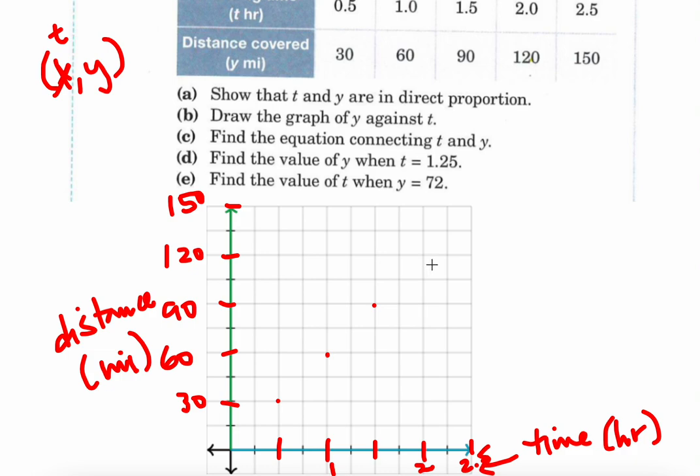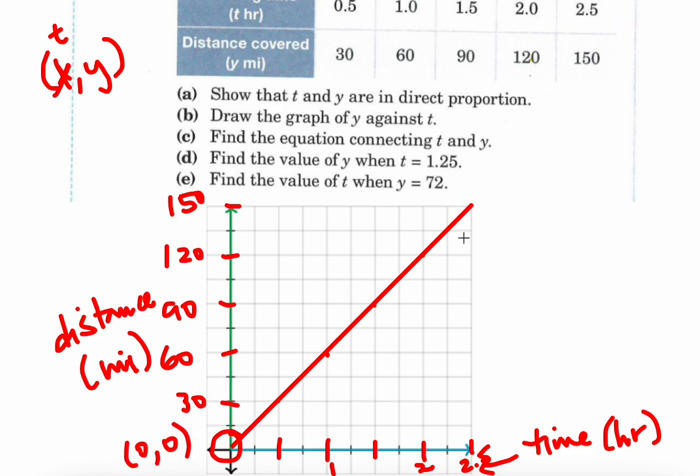2 and 120. 2.5 and 150. Then we're going to connect them together. Remember, if it is a proportional or directly proportional graph, it should make a straight line, and it does. So that's what your graph of y against t should look like. It's a straight line. And the other requirement was that it had to go through the origin, right? And it does. It goes through 0, 0.